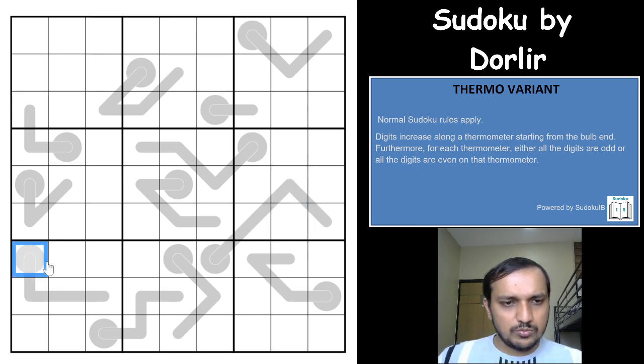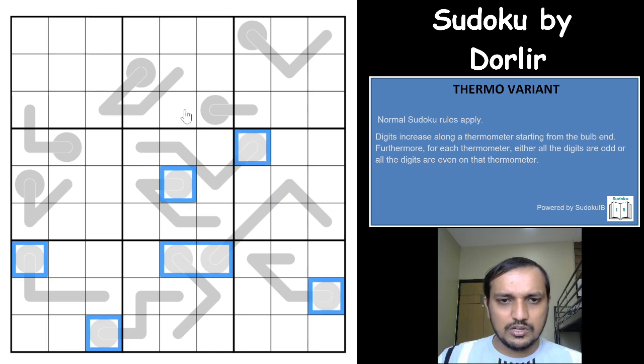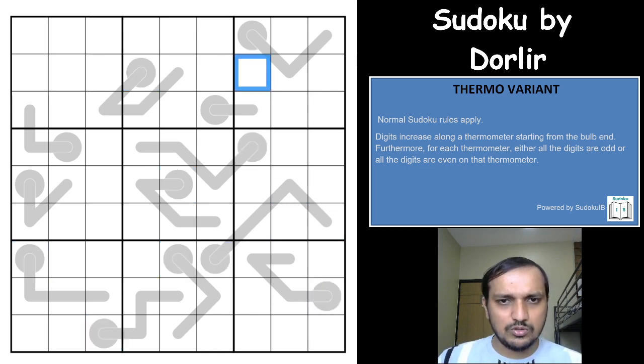Most of the thermos are 4-cell thermos, so it can be odd or even. If at all it would have been a 5-cell thermo, it would have been easy for us to see.